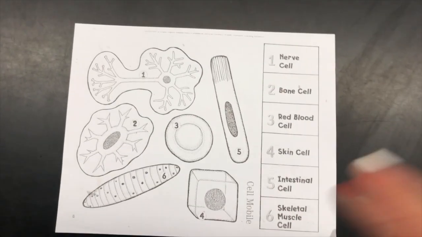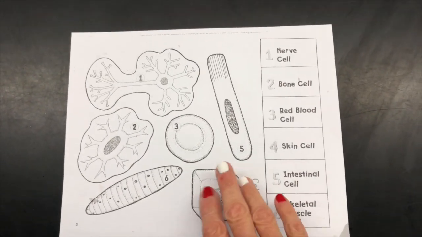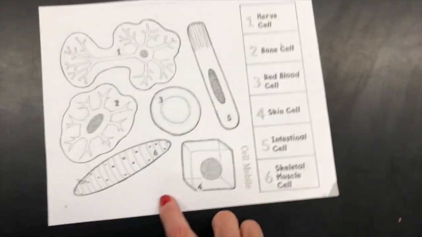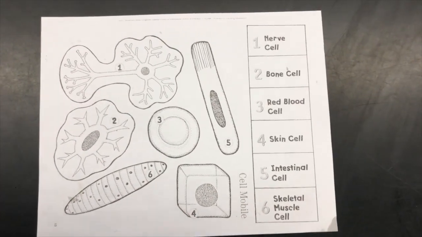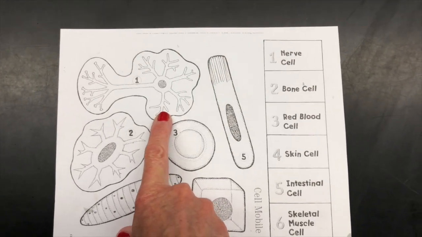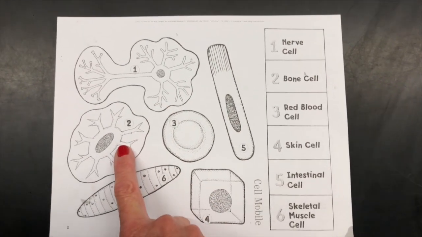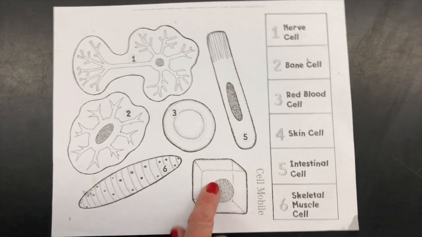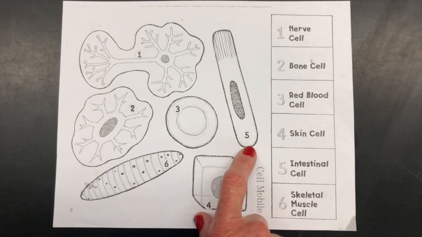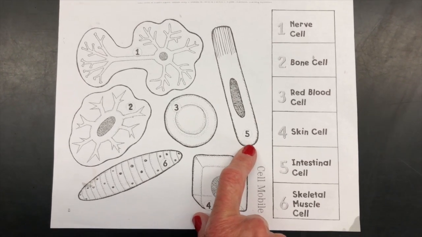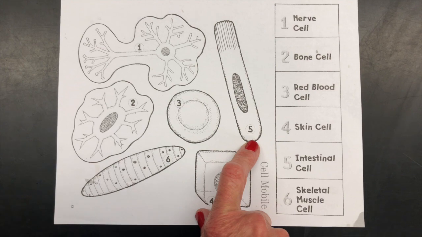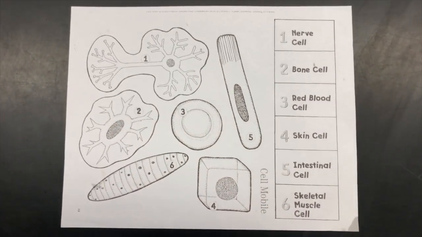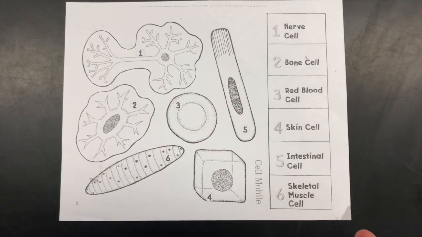Okay, so you guys, I sent this to your teachers, and you could print this out. It shows different animal cells that are in our body. So this is a nerve cell, this is a bone cell, this is a red blood cell, this is a skin cell, this is an intestinal cell, like from your stomach or your large intestine, and this is a muscle cell. So you notice that they all have different shapes because each cell has a different job.